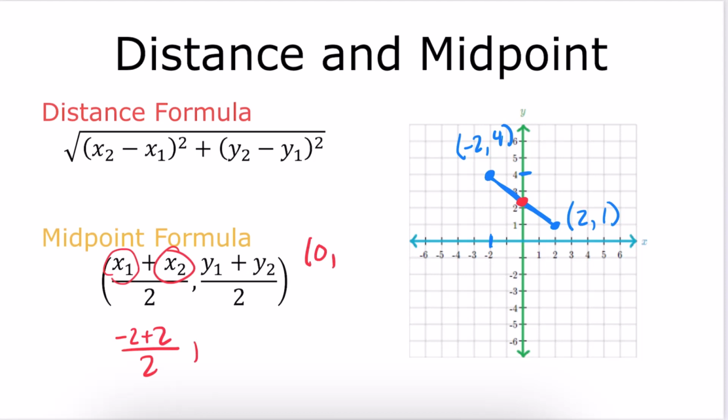Then for the y-coordinate, again, you just add the two y-coordinates together and divide by 2. So you do 4 plus 1, which is 5. When you divide that by 2, you get 2.5, which is consistent, again, with our approximation that it would be about 2 or 2.5. And so that's how you use the midpoint formula.